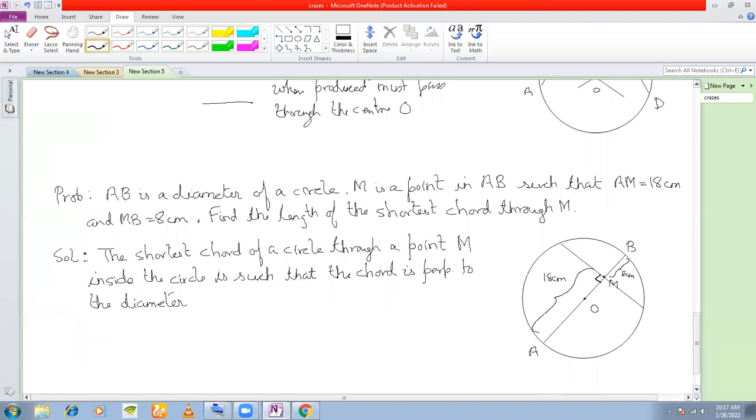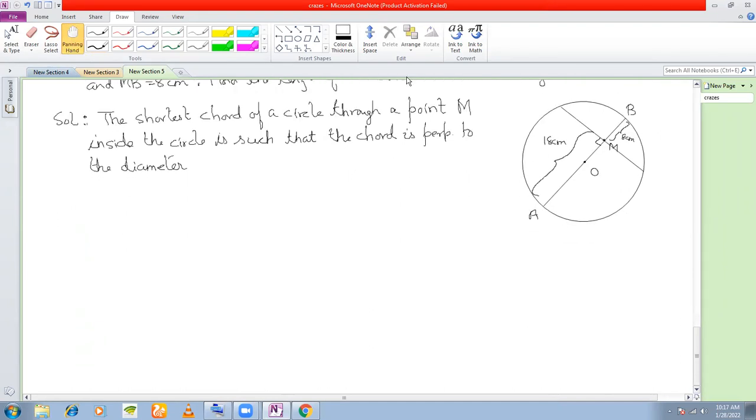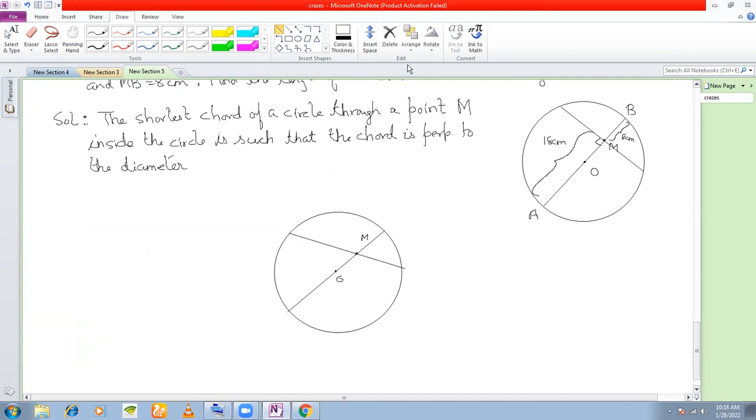In fact, you can have many chords through M, right? But not all of them will be perpendicular. Let me show you another example. Okay, so you have AB as your diameter. And let's say this is the point M. And this is the center of the circle. Now you might ask, why have I chosen this chord which is perpendicular to the diameter? That is because it can be shown that it is the shortest chord. You can have a chord like this through M, but this will not be the shortest chord. Understood? Because this angle is not 90 degrees.